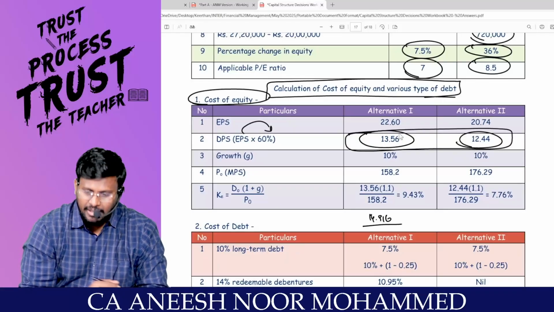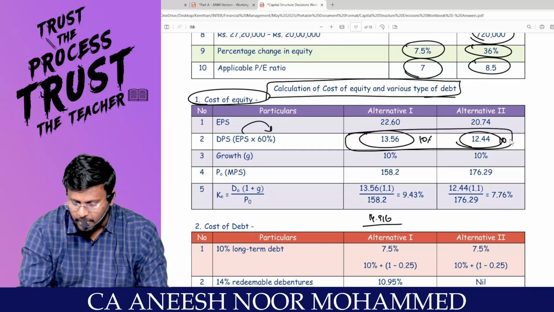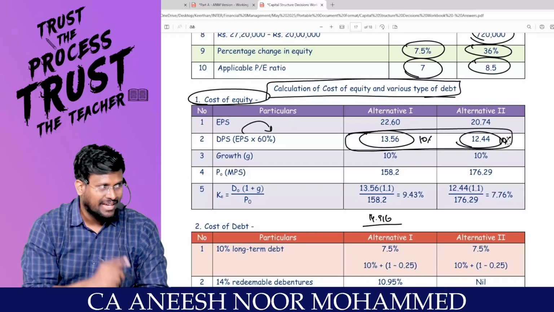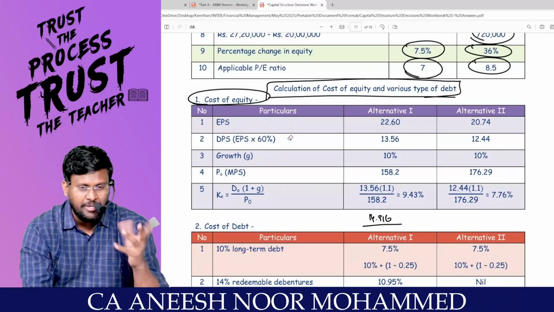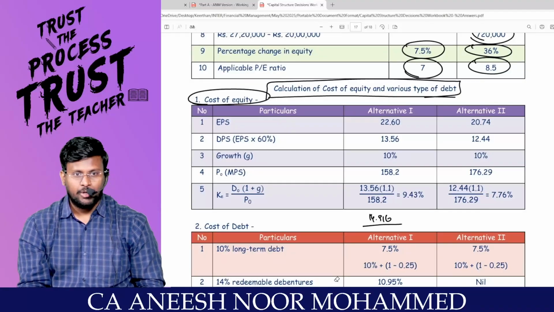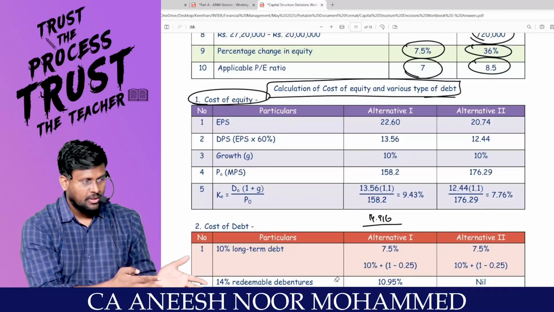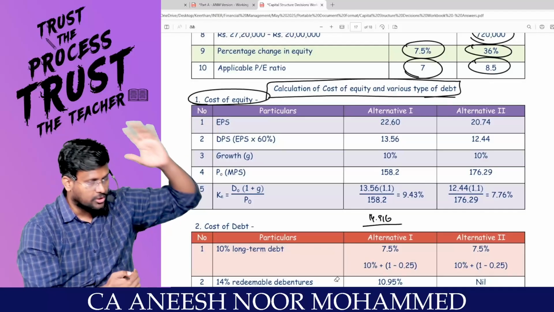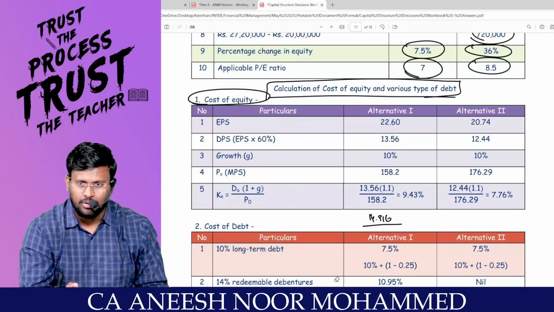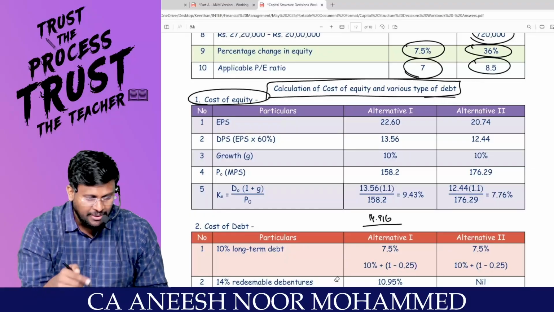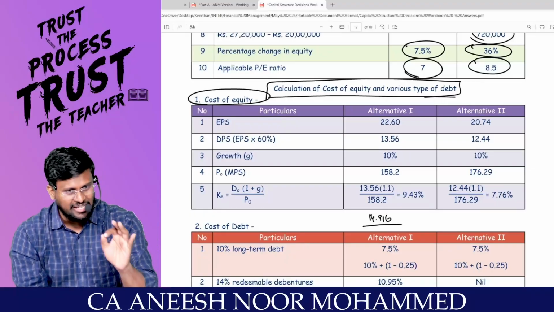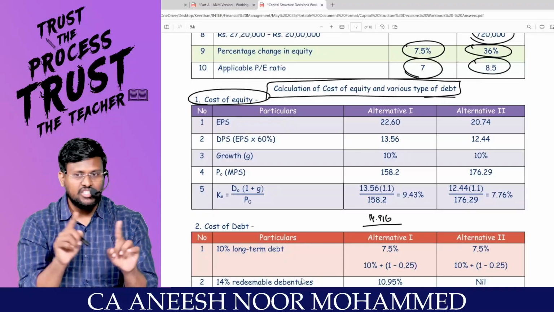Yes sir. Adding 10% on this and adding 10% on that makes a difference, correct? So don't consider that growth. But I can't leave out DPS 1, because dividend will grow. I can't see the perpetual growth. When will I get perpetual growth? Only after I take the decision. So when I take the decision, if I consider the growth, my decision may go wrong.